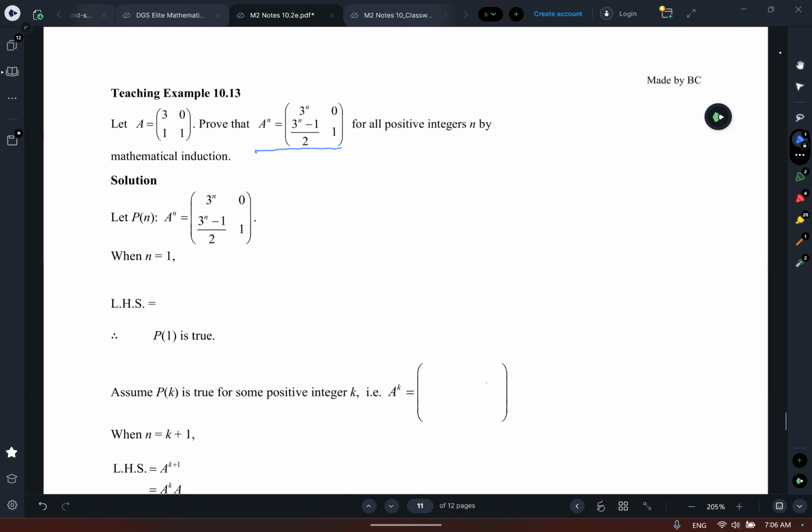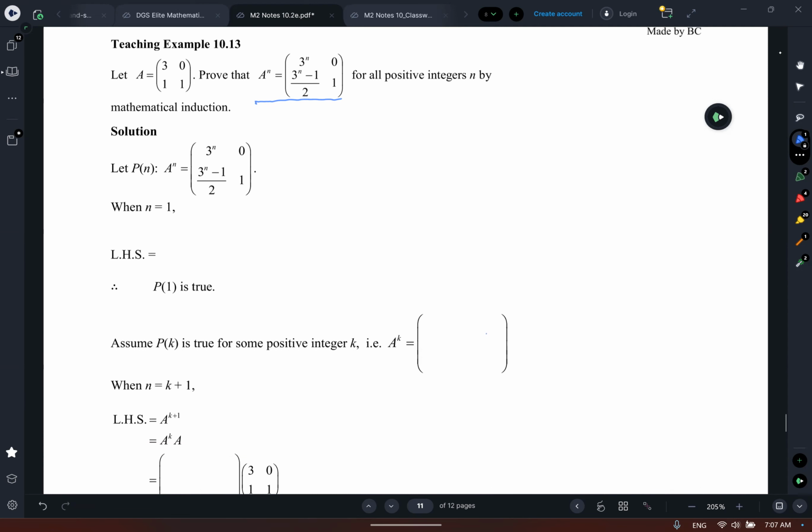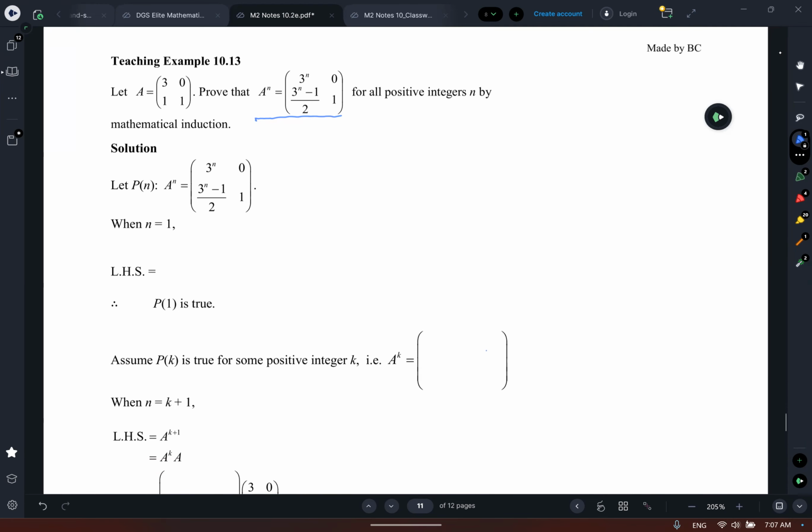There is a condition and then the conclusion. Unlike our previous problems, this one looks very short. However, the principle of mathematical induction is unchanged. We will start by saying the first statement is true. So when n equals 1, the left-hand side, very short left-hand side. This is not the left-hand side. This is the condition.